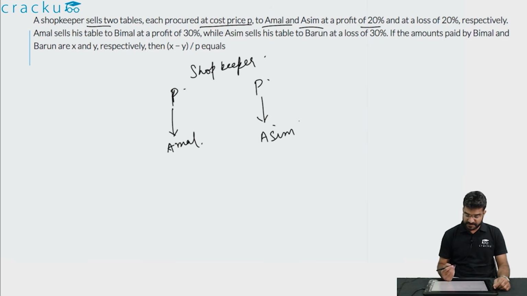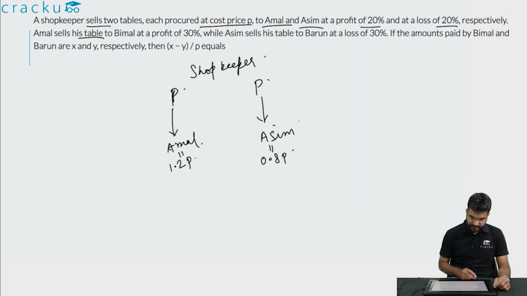The table that he sold to Amal, he sold at a profit of 20%. So the cost price for Amal will be 1.2 P, which is 20% profit. And for Asim, he sold at a loss of 20%. So the cost price for Asim will be 0.8 P.